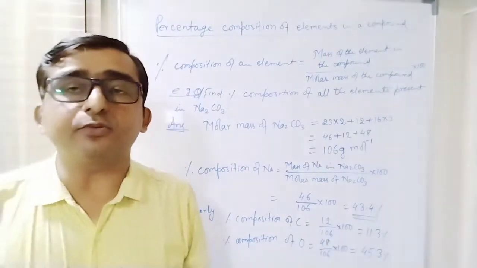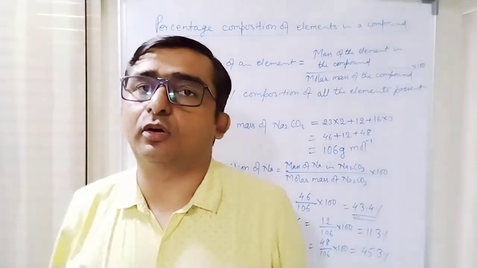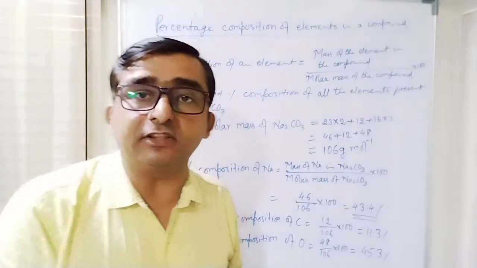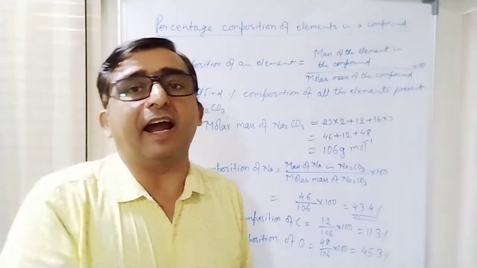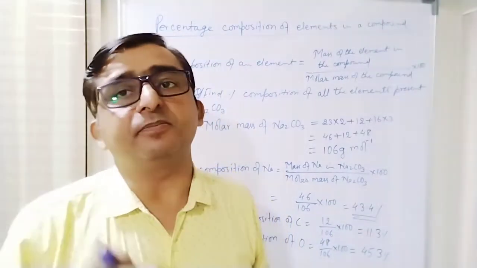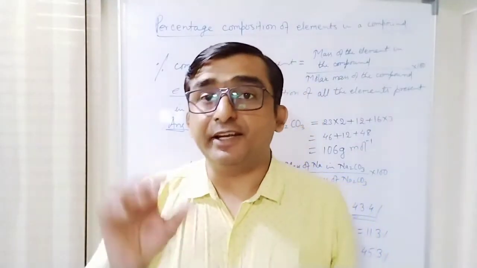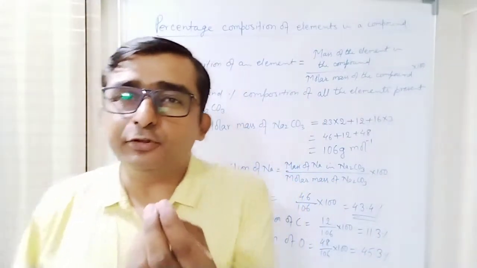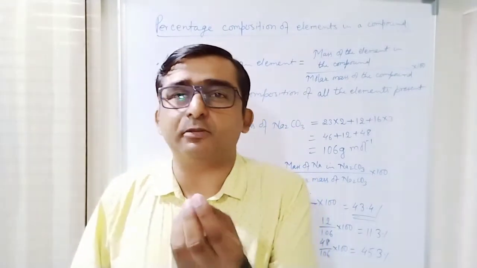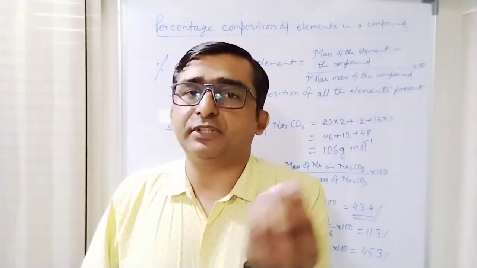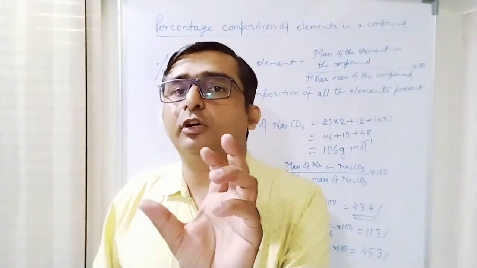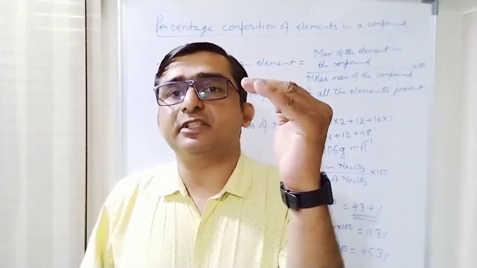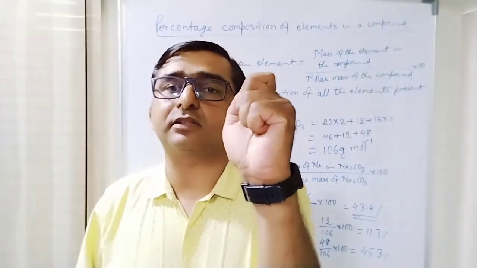The best way to check whether your answer is right or wrong: whatever elements you have got, their percentage compositions you have found, just add them up. If it comes to 100, that means your calculations were correct. If there was some mistake, then this will not add up to 100. A little bit of a small change in the percentage may occur, so you may not get the exact value every time. It might go slightly higher than 100 or slightly lower than 100.